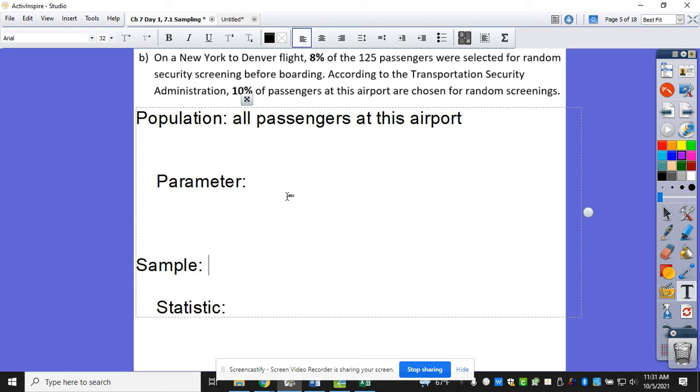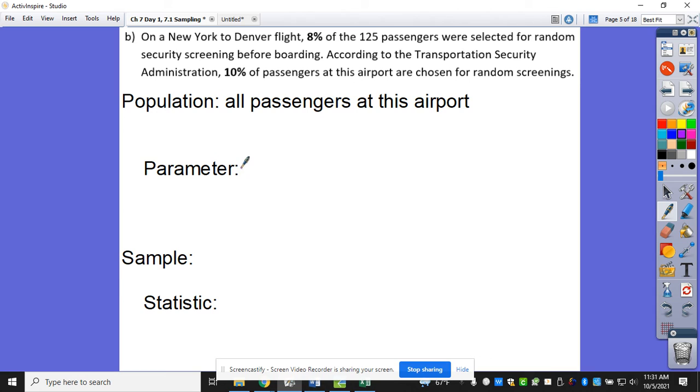So what is our sample instead? Now, is it the one? Okay, let me go backwards. Parameter. What is our parameter here? What symbol first? p equals 0.10.